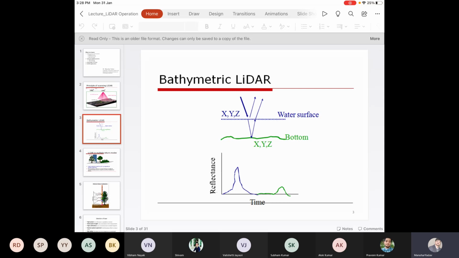As we have discussed previously, the laser beam generated from the laser source is generally in the near infrared band. And here we are using that system for the bathymetric application. Is it feasible to have two reflections from the water, one from the surface and another from the bottom, using the NIR band, with the laser beam fired in the NIR band?